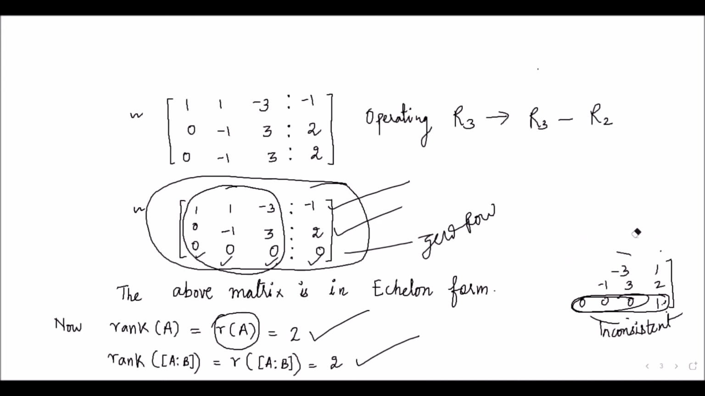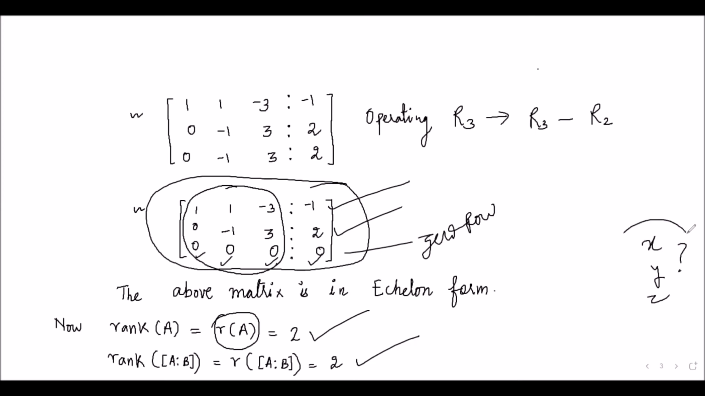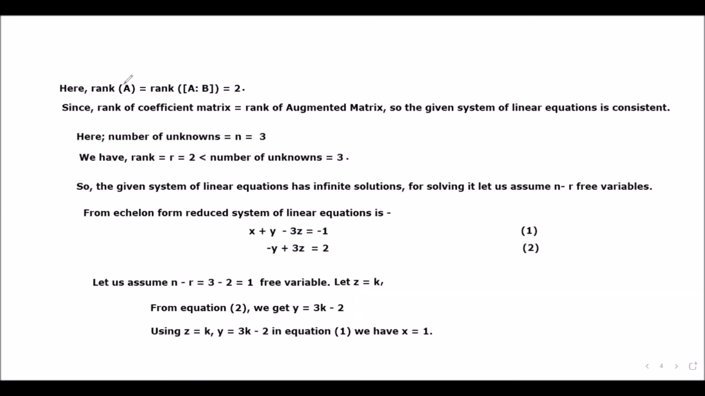Now, if it is consistent, how will we find the unknowns x, y, and z? We are writing here the same thing. The rank of both of these matrices, coefficient and augmented, is the same, and both are 2. Since the rank of the coefficient matrix is equal to the rank of the augmented matrix, the given system of linear equations is consistent. It means it has a solution.